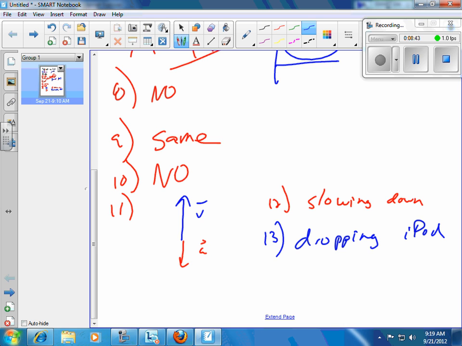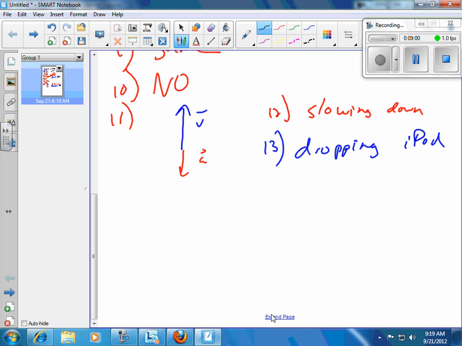Now here's where they start to get a little bit harder. A rock is thrown vertically upward with a speed v from the edge of a cliff. A second rock is thrown vertically downward with the same initial speed. Which rock has the greater speed when it reaches the bottom of the cliff? I'm going to draw this picture. You said they were the same, Matt? Okay, let me just draw it over here.